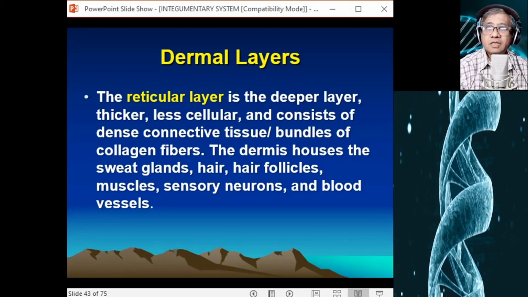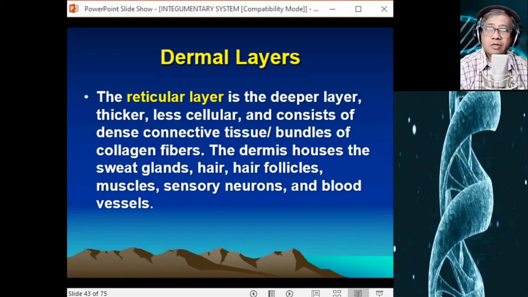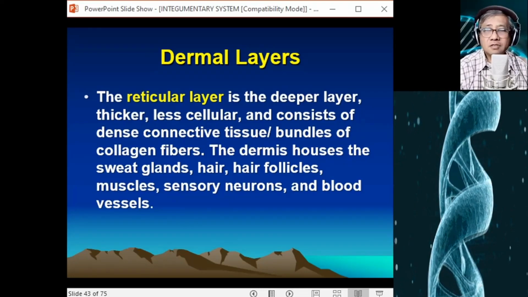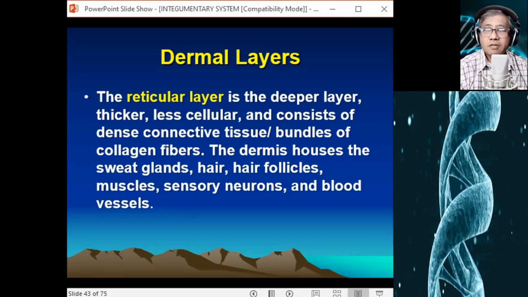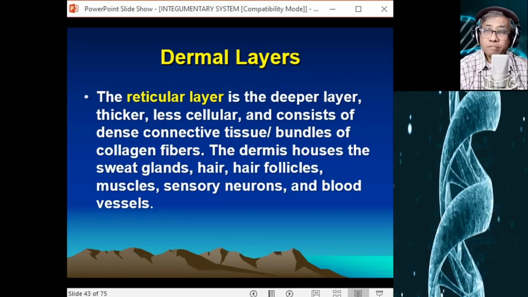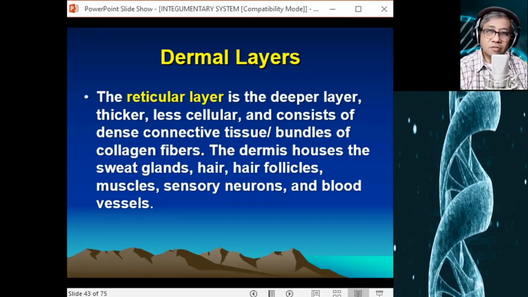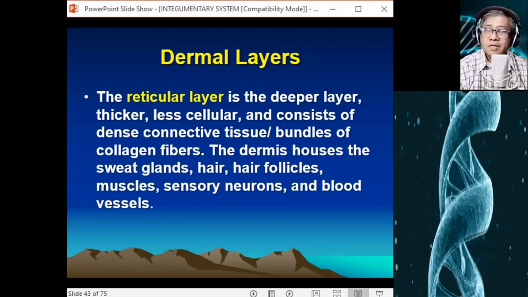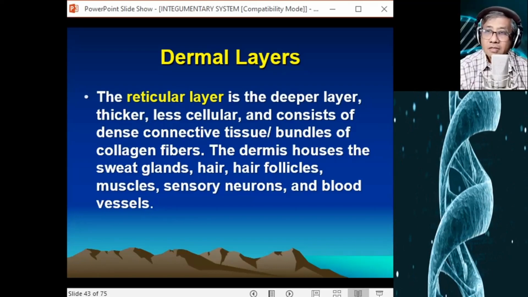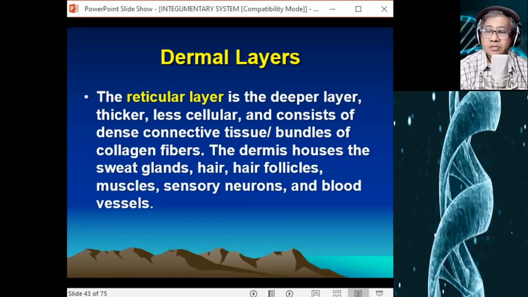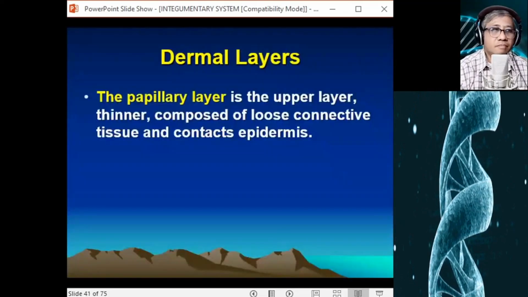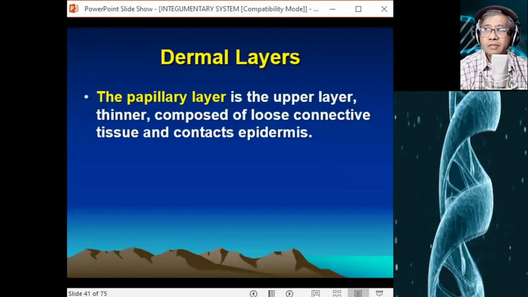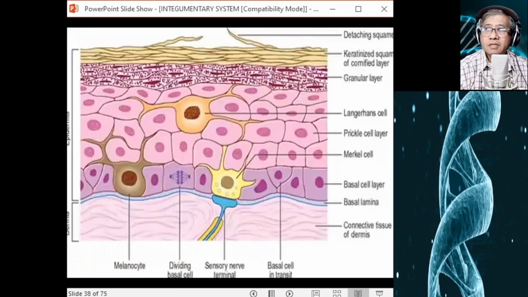Okay, the dermis, itong reticular layer also houses the sweat glands. Andyan yung mga sweat glands sa reticular layer, yung mga hair follicles, and even the arrector pili muscle that is connected to the hair follicle, di ba? Alright, yung mga nerve endings, sensory neurons, and blood vessels. Those are the different structures that make up the dermis.